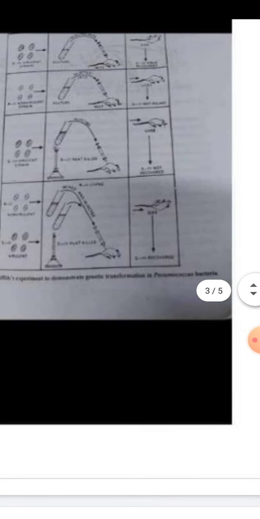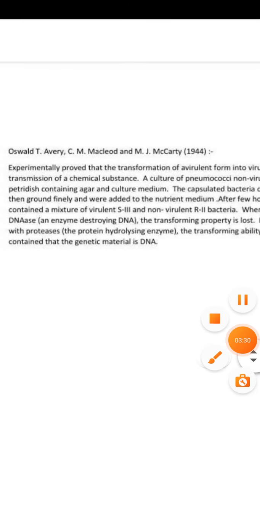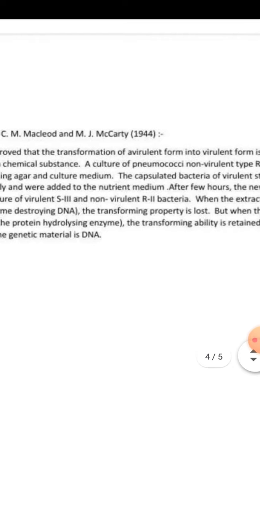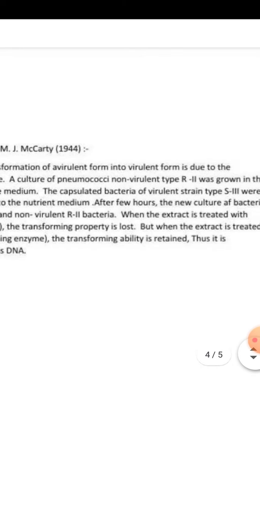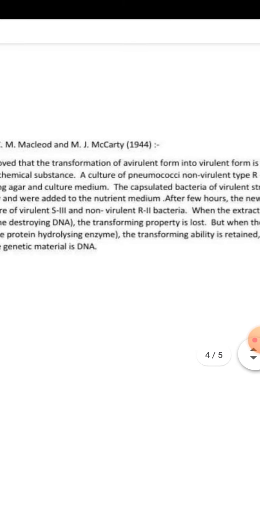So this is the figure which is indicating the 5 types of tests which were conducted on the mice. Then Oswald T. Avery, C.M. MacLeod and M.J. McCarty, in 1944, experimentally proved that the transformation of a non-virulent form into a virulent form is due to the transmission of a chemical substance.